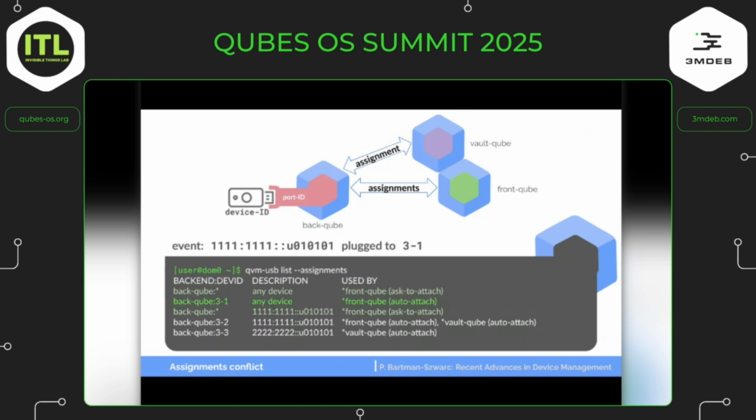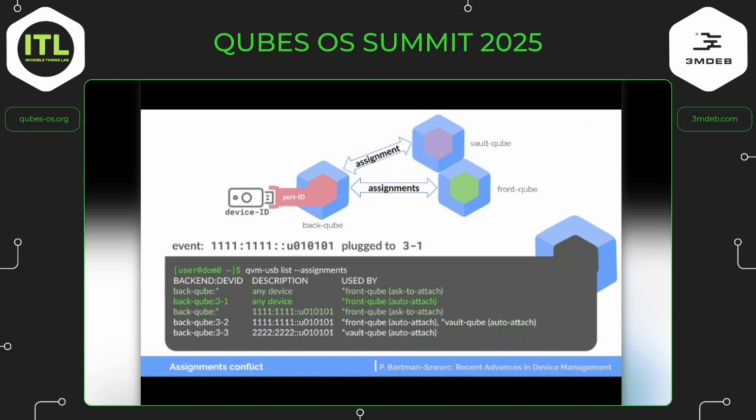And for example, if a device like this is plugged into port 3-1, we have three assignments which match this event. This is the first assignment, the second one, and the third one. But the second one will be chosen because it's the most detailed assignment.